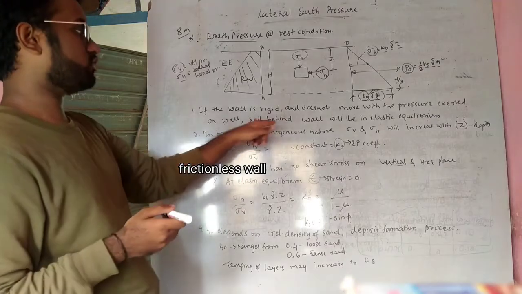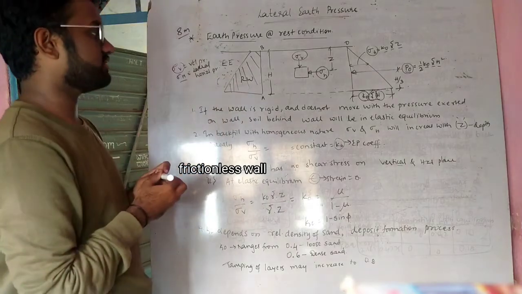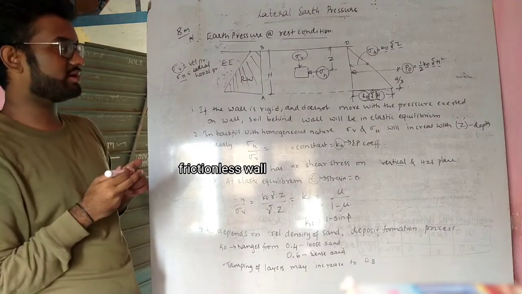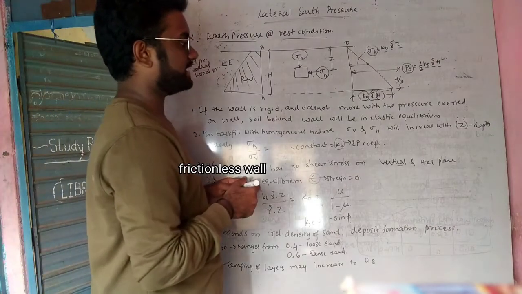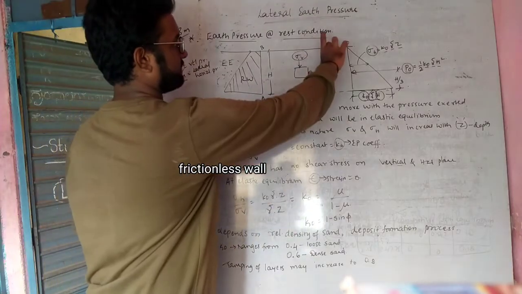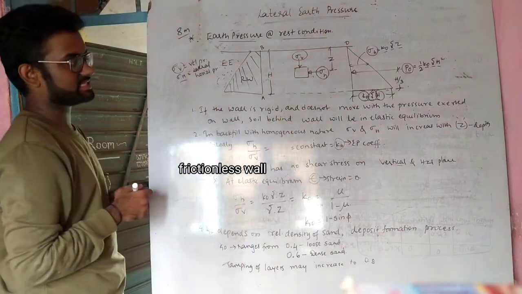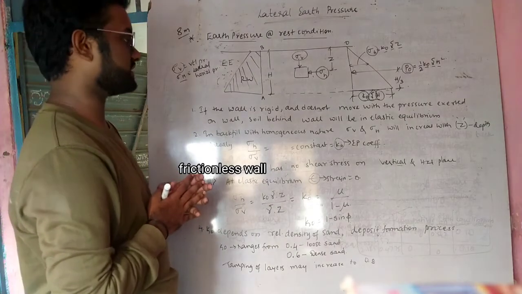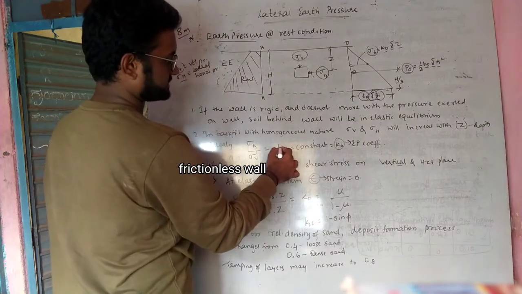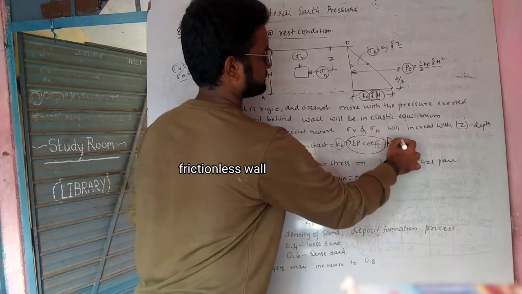If the backfill of the retaining wall is homogeneous in nature, that means all the soil composition is the same, then sigma v and sigma h will increase with respect to z, the depth. Sigma v and sigma h are directly proportional to z, is what the next point says. So sigma h by sigma v remains constant, that is K naught. K naught is nothing but the earth pressure coefficient at rest condition.